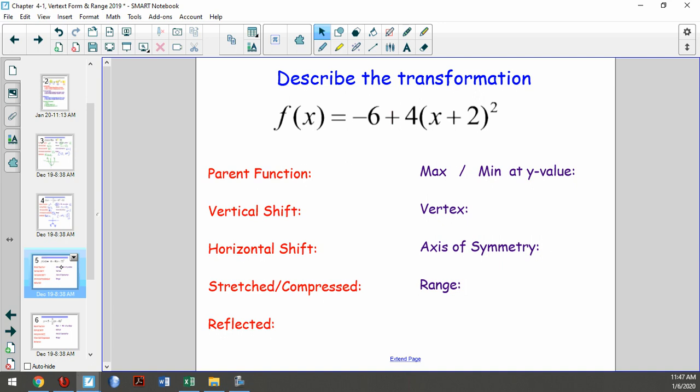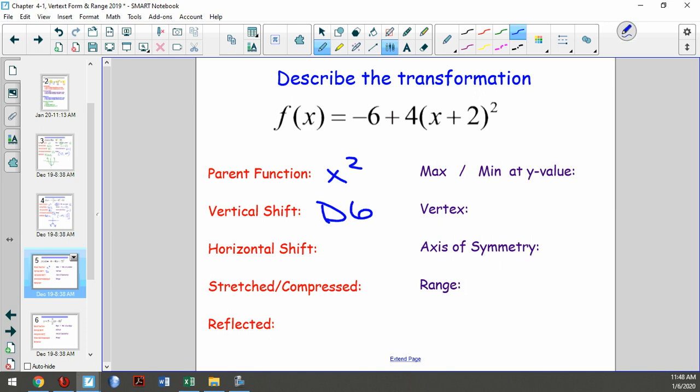Okay, parent function, as we already know, is going to be x squared. What's this -6 do to the function? It is going down 6, and that really screws with students generally because it's not in the place that it would like to be at. What's the plus 4 do? It's a stretch of 4. What does the plus 2 do? Left 2, which means what is my vertex?